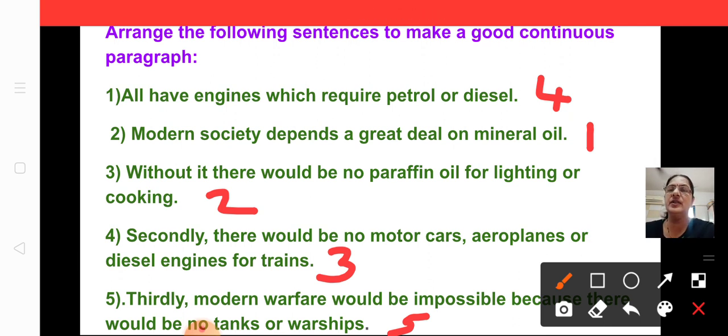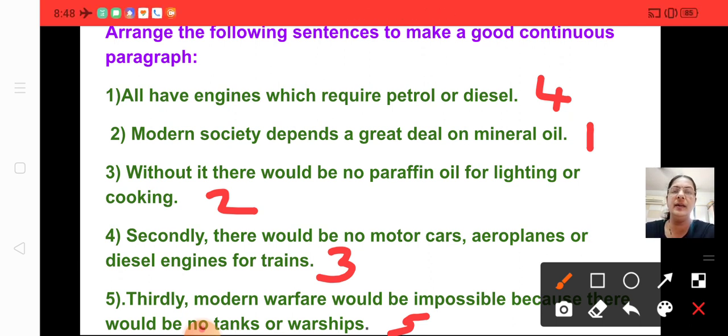Understood? What will be the first one? Modern society depends a great deal on mineral oil. Without it means we are talking about mineral oil, so that will come second. Without it, there would be no paraffin oil or lighting or cooking. Secondly, there would be no motor cars, aeroplanes or diesel engines for trains. Because why? All have engines which require petrol or diesel. That will be the fourth sentence. The last sentence will be thirdly, modern warfare would be impossible because there would be no tanks or warships.